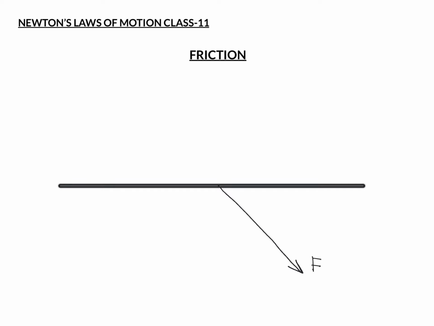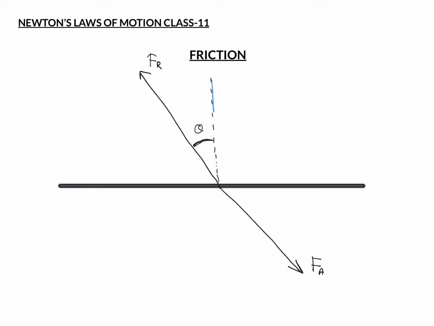Now, according to Newton's third law, we know that for every action there will be an equal and opposite reaction. So we can say that the reaction force exerted by the surface will have the same magnitude but in the opposite direction. Let's say this reaction force is making some angle theta with respect to the vertical. If I represent this action force as Fa and the corresponding reaction force as Fr, now we can resolve this reaction force into two components.